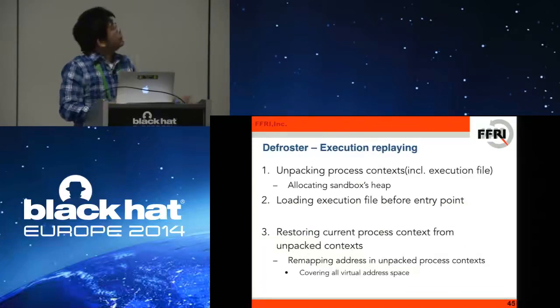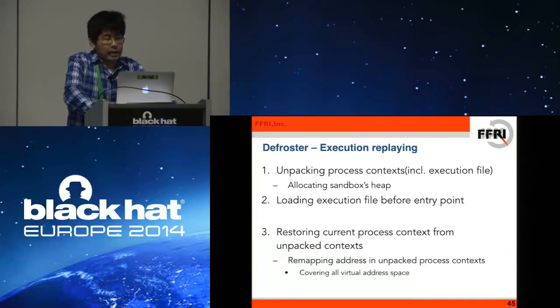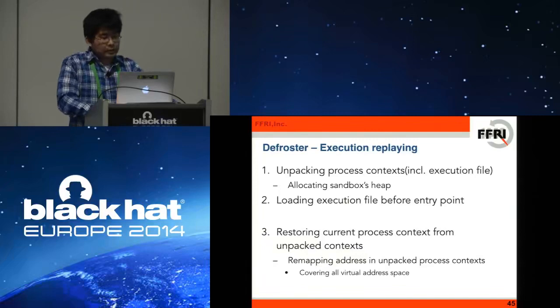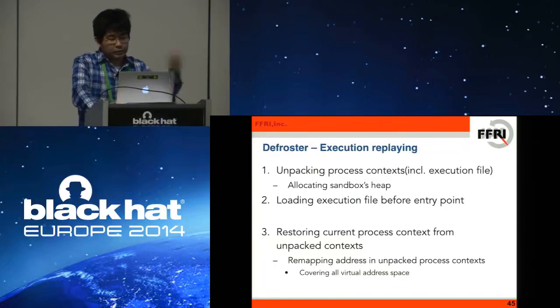So this is the sequence of the Frost live malware. First, the Frost unpacks all process contexts. Next, all contexts are allocated in the sandbox's heap area. Second, loading the executable file, and the Frost runs ploader before code execution. At the same time, the Frost reconstructs the address mapping.